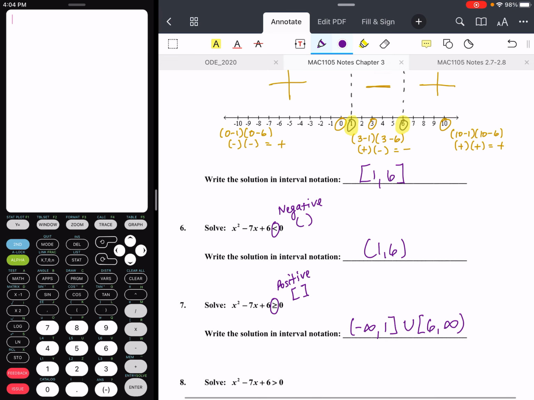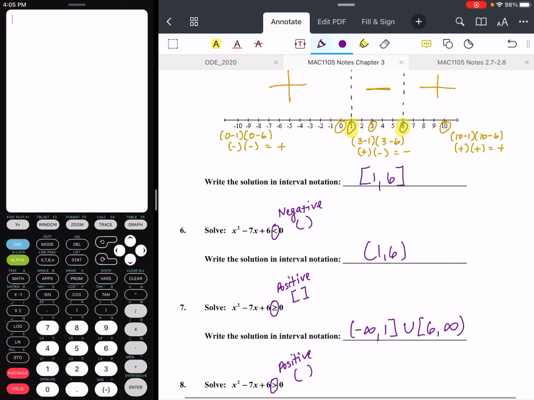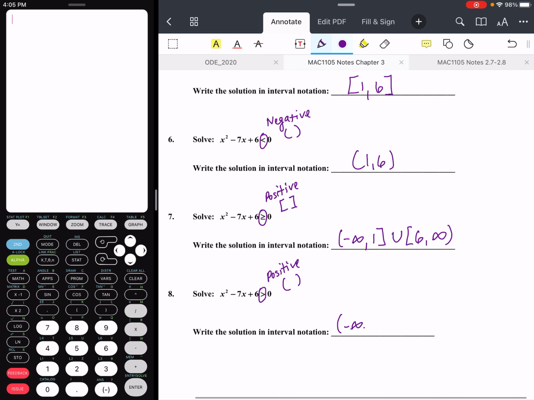And then finally for number 8, now I have strictly greater than 0. So I'm looking for my positive intervals, but I'm going to use rounded parentheses. So it's going to be the same as number 7, only I'm going to use rounded parentheses everywhere. So negative infinity to 1, and then 6 to infinity.